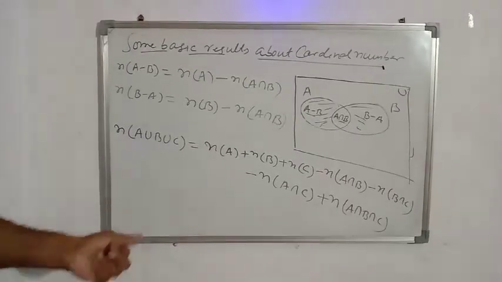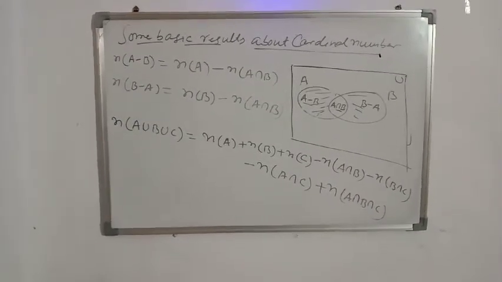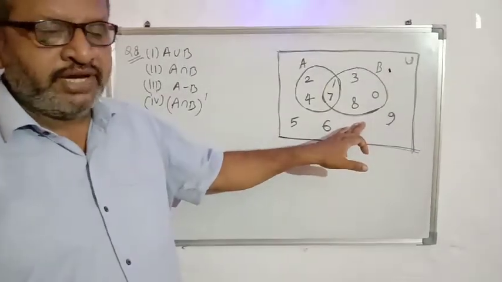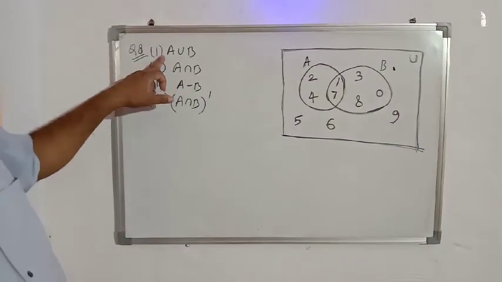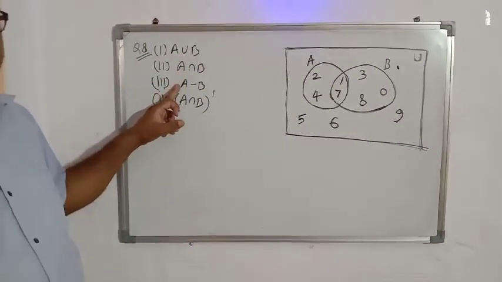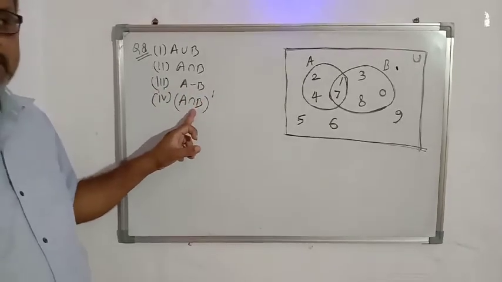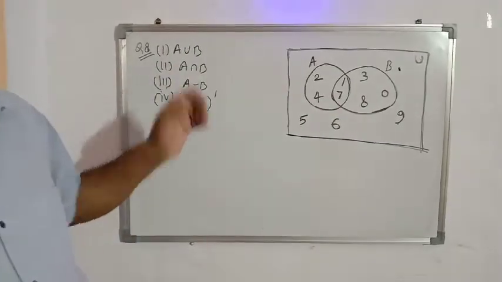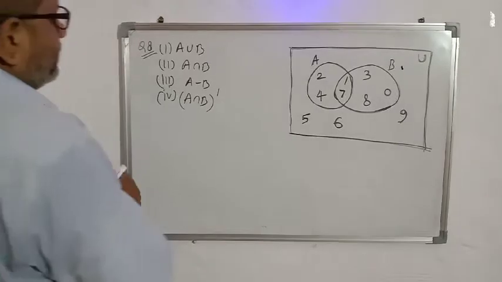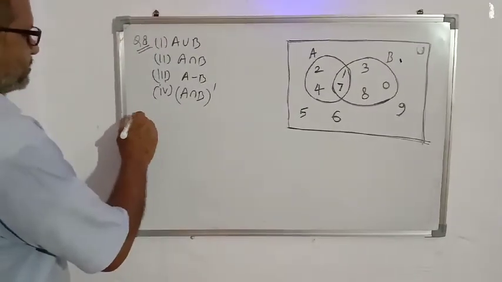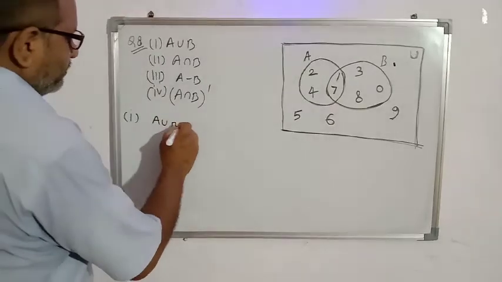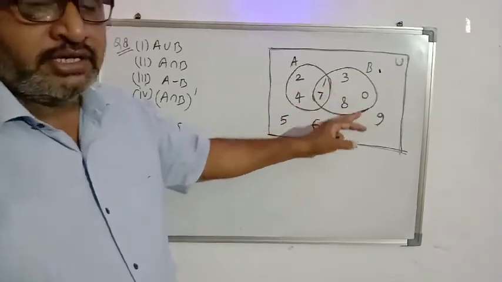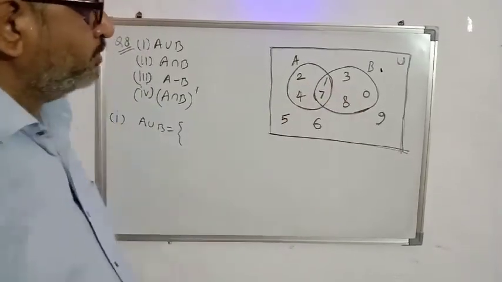So let us discuss some questions of the exercise. Number 8. A Venn diagram is given in the question. With the help of the Venn diagram, we have to determine A union B, A intersection B, A minus B, and complement of A intersection B. The Venn diagram is already given. So how will we write? See the first part, A union B. A union B means we will write the elements of both the circles.